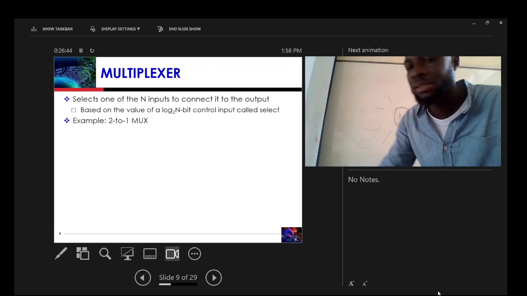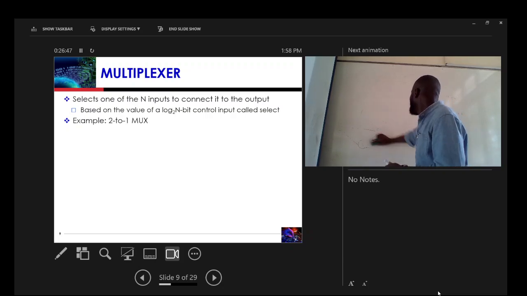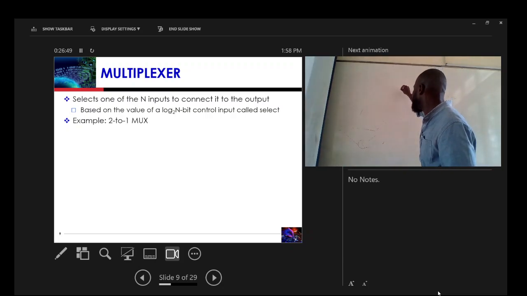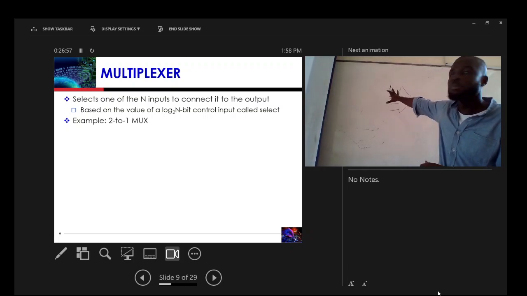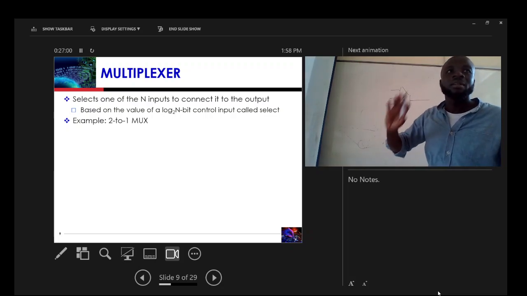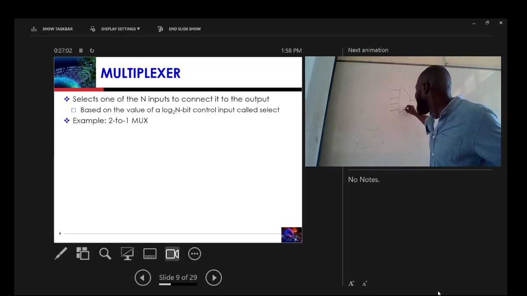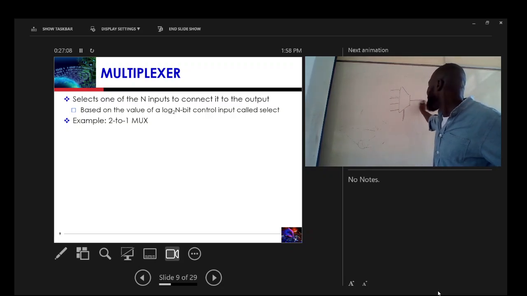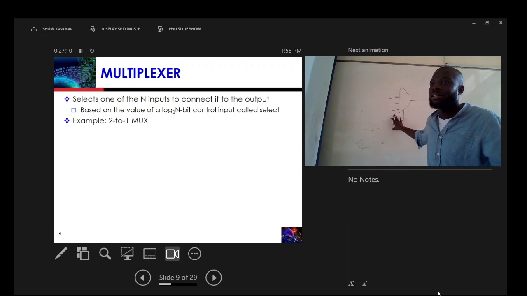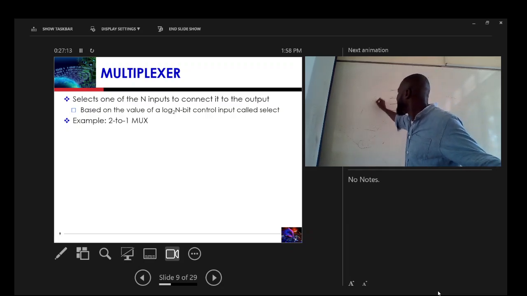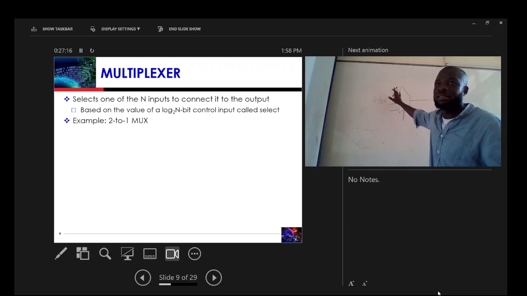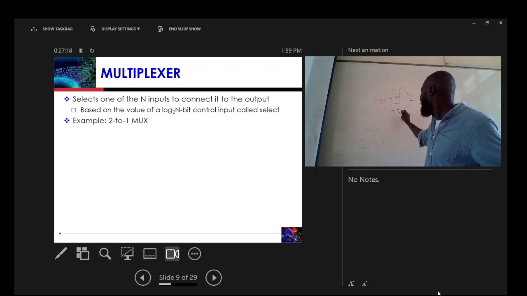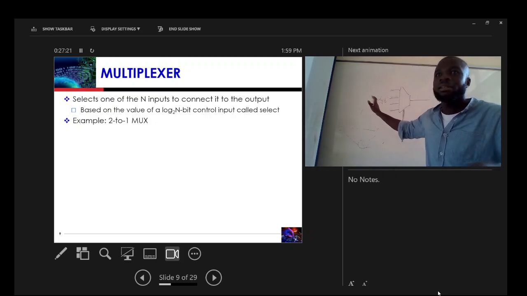So if you have something like this, this is just the symbol of your multiplexer. You have multiple inputs, and then you have one output. But as I said, the most important one is the selector. So you have four inputs and one output. So how many bits do you need to address the 4 inputs? 2 bits.